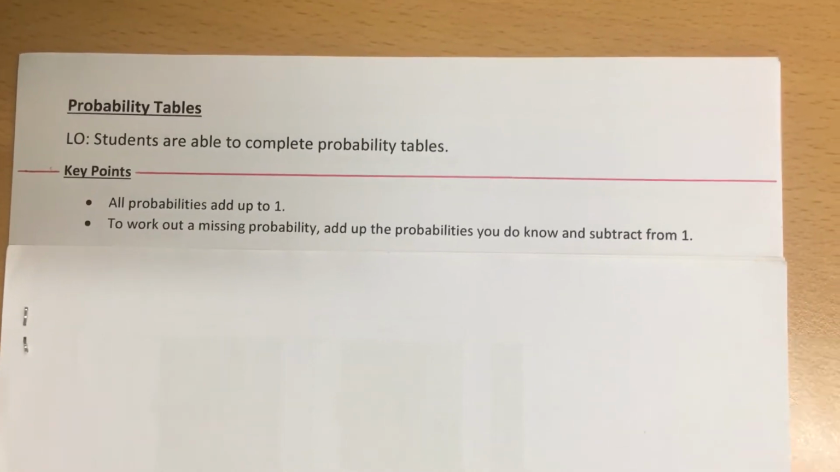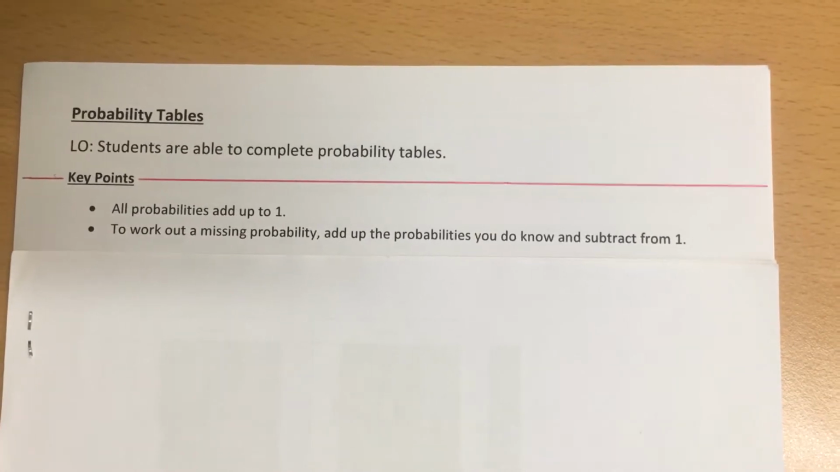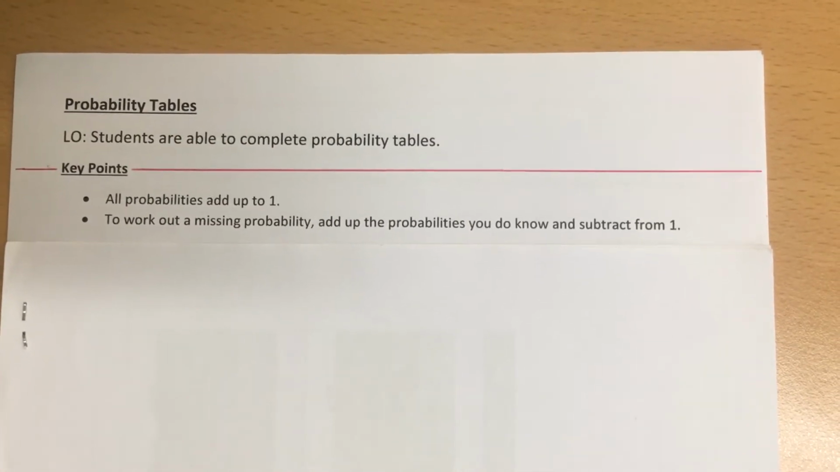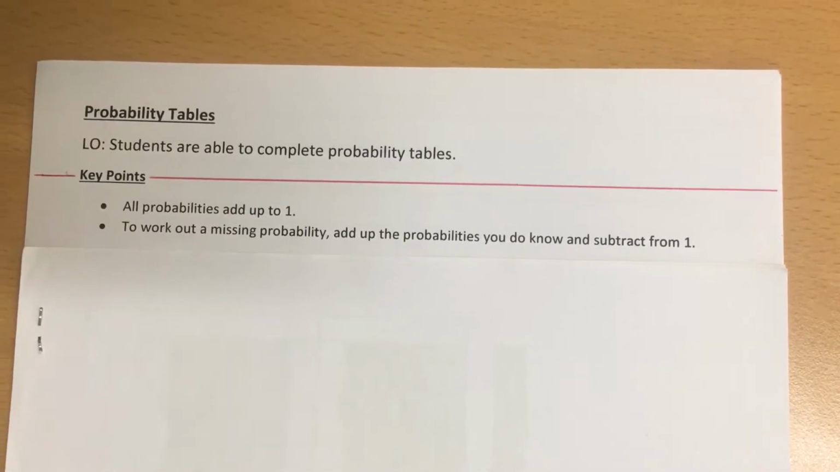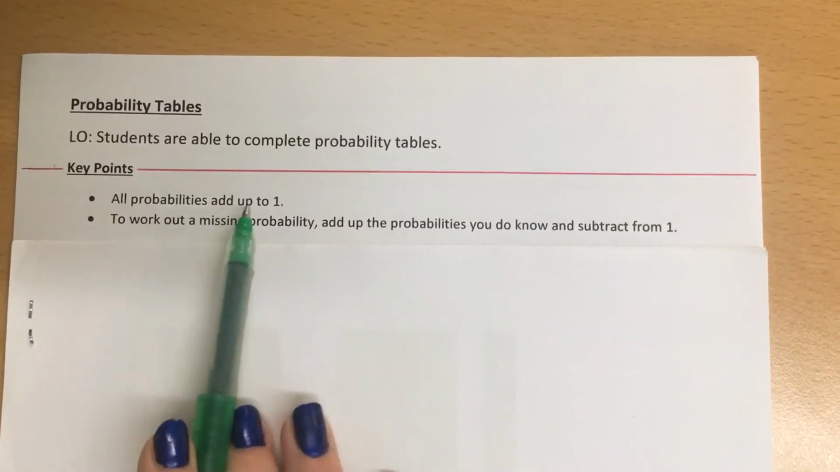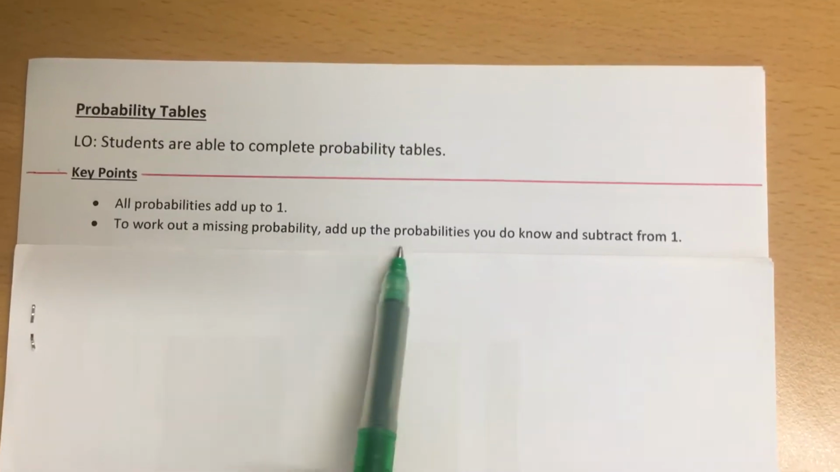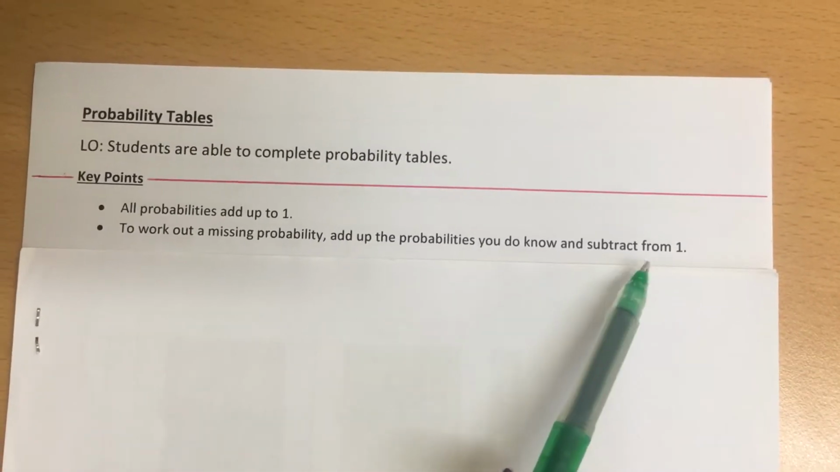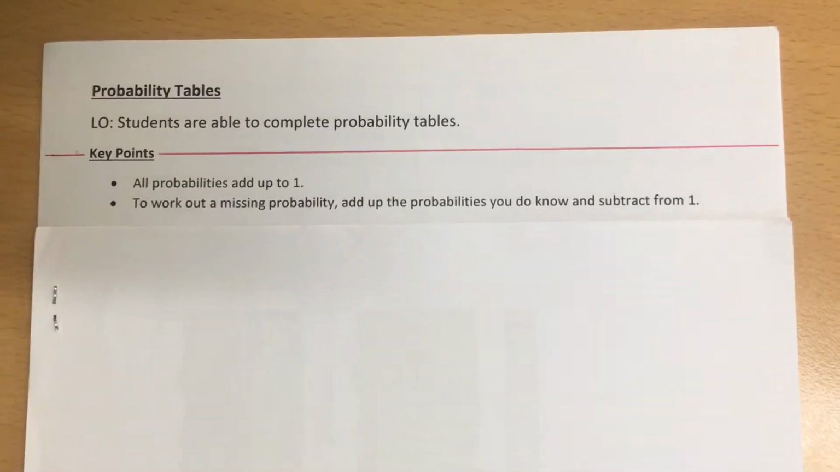Okay, so in this video we're going to move on to how to fill out probability tables, and this is just a slightly more difficult version of the basic probability knowledge that we've done in the previous video. So just a reminder that all probabilities add up to 1, and to work out a missing probability, therefore, we can add up the ones that we do know and then subtract from 1, and that will become more clear when we start looking at some examples.